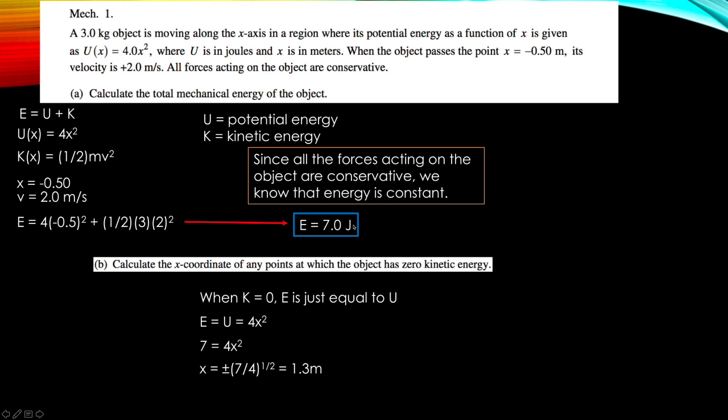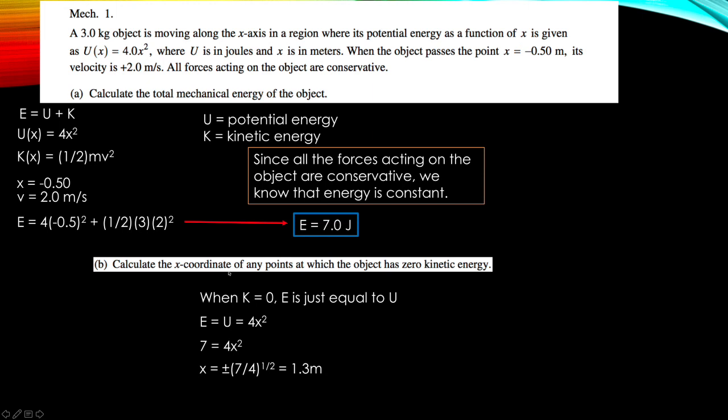joules. So the reason we can just plug in the data that they give us is because the energy is conserved at every point in the motion, and that's because all the forces acting on the object are conservative. So the energy at negative 0.5 meters is the same as the energy would be at, say, 1 meter or 2 meters. So we can just plug in these values and we'll find the energy at that point, which will be the same as the energy at any other point, because all the forces are conservative.